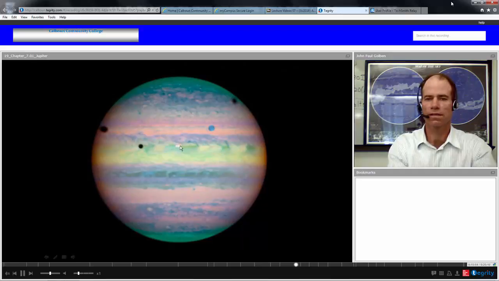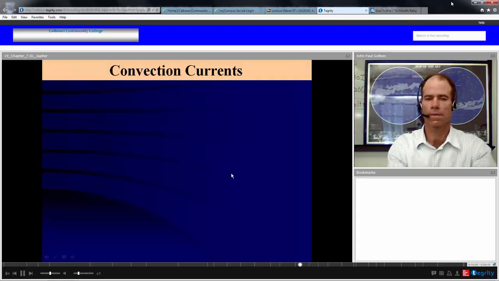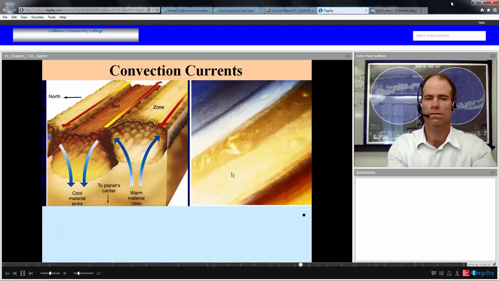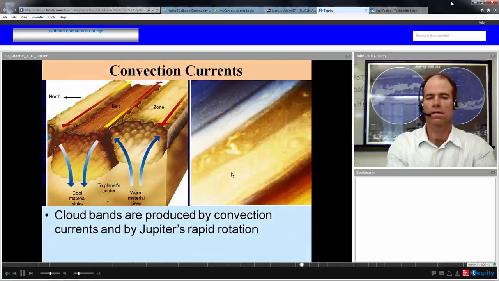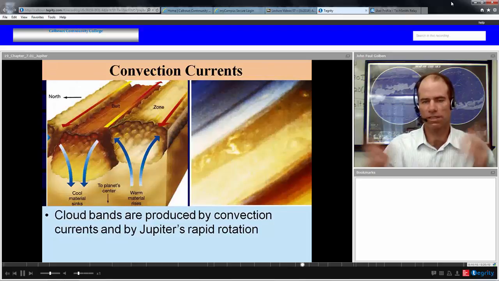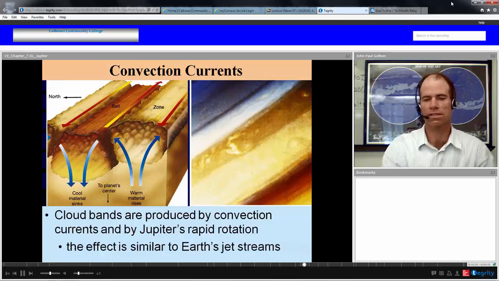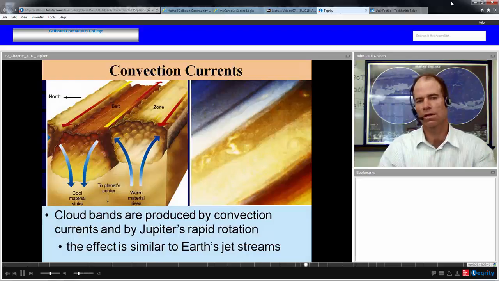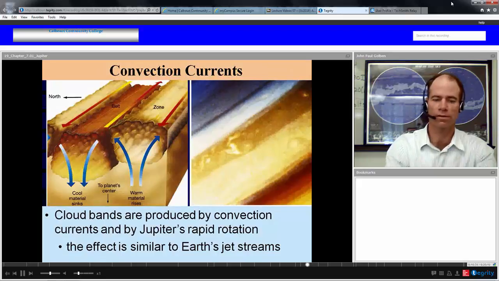Here are two moons again. This is probably Europa, and this is probably Ganymede up here. The black dots you see are probably shadows of these moons on the surface of Jupiter. The cloud bands that give these bands of color on Jupiter are produced by convection currents and by Jupiter's rapid rotation, giving it sort of a jet stream effect in the outer zones of Jupiter, traveling much faster than the Earth's jet streams, on the order of 1,000 miles per hour.